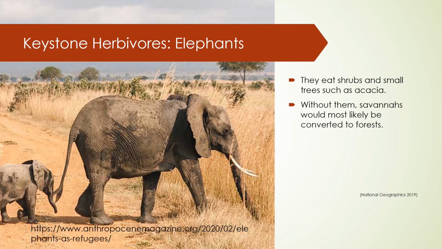Elephants can be found in 37 African countries and occupy multiple habitats including wetlands, forests, grasslands, savannas, and deserts. They are keystone herbivores because without them, savannas would most likely become forests, as elephants alter the landscape by knocking down taller trees in order to consume the leaves.